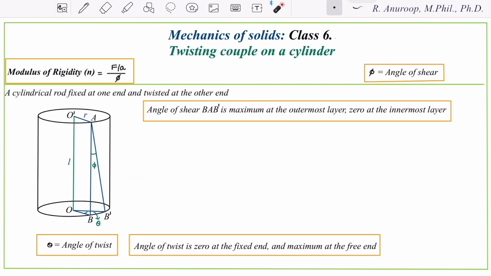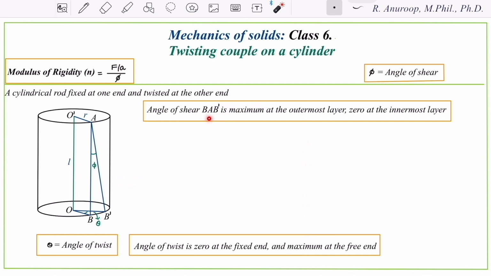Now, before twisting, the line AB is parallel to the axis OO dash. When the rod is twisted, the straight line AB, initially parallel to OO dash, is rotated and takes the position AB dash. That is, it is rotated through an angle phi. So the line AB rotated through an angle phi to take a new position AB dash.